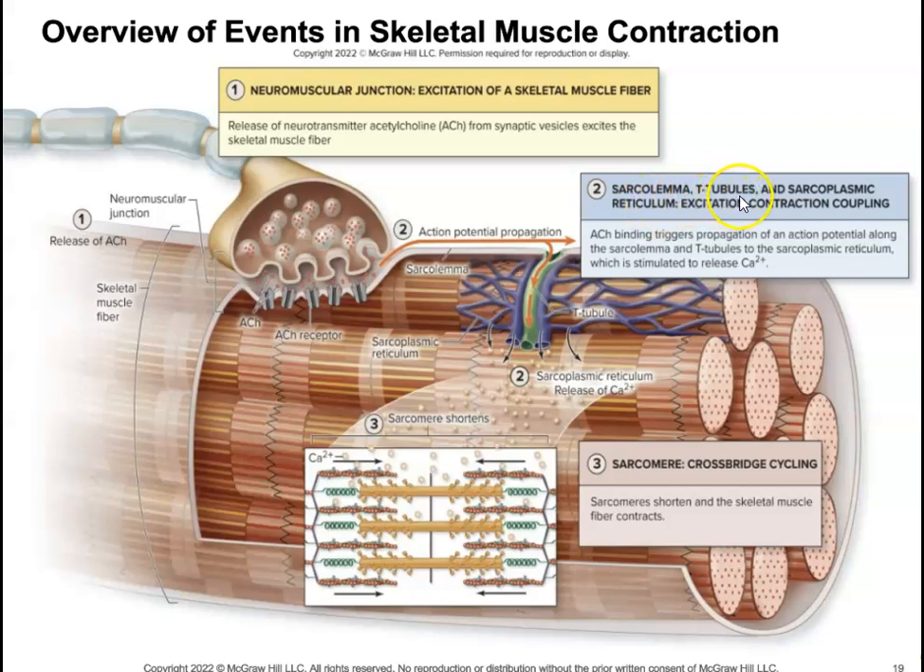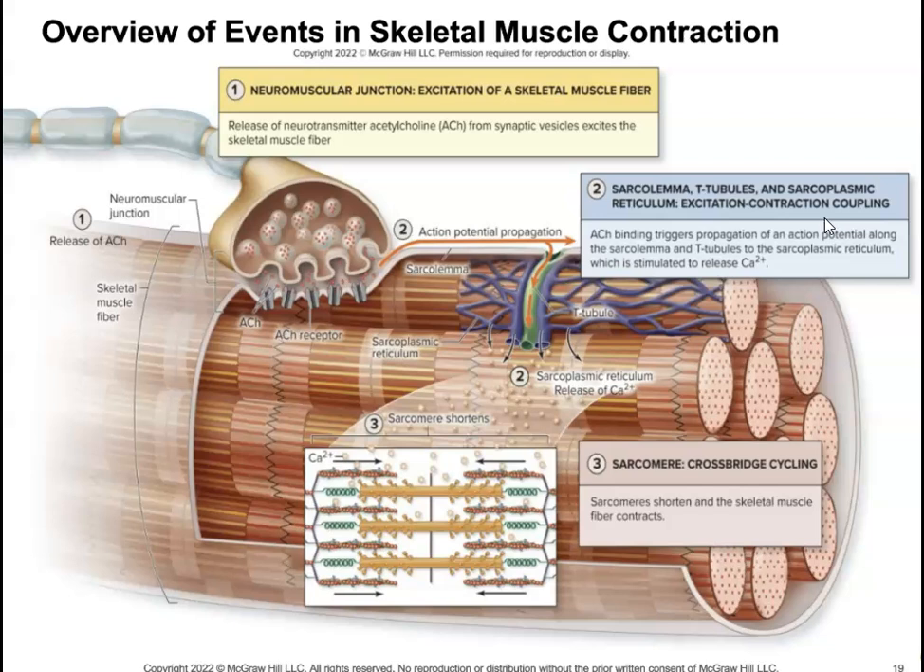So let's move to number 2. The sarcolemma, the T-tubules, and the sarcoplasmic reticulum are all responsible for exciting the cell, leading to contraction. So we call that excitation, contraction, coupling. Again, that simply means excitation is depolarize the cell. Contraction, well, that one's easy. So the acetylcholine binds to the receptors, triggers the propagation of an action potential. That simply means the cell membrane of the muscle cell is depolarizing as sodium rushes in.